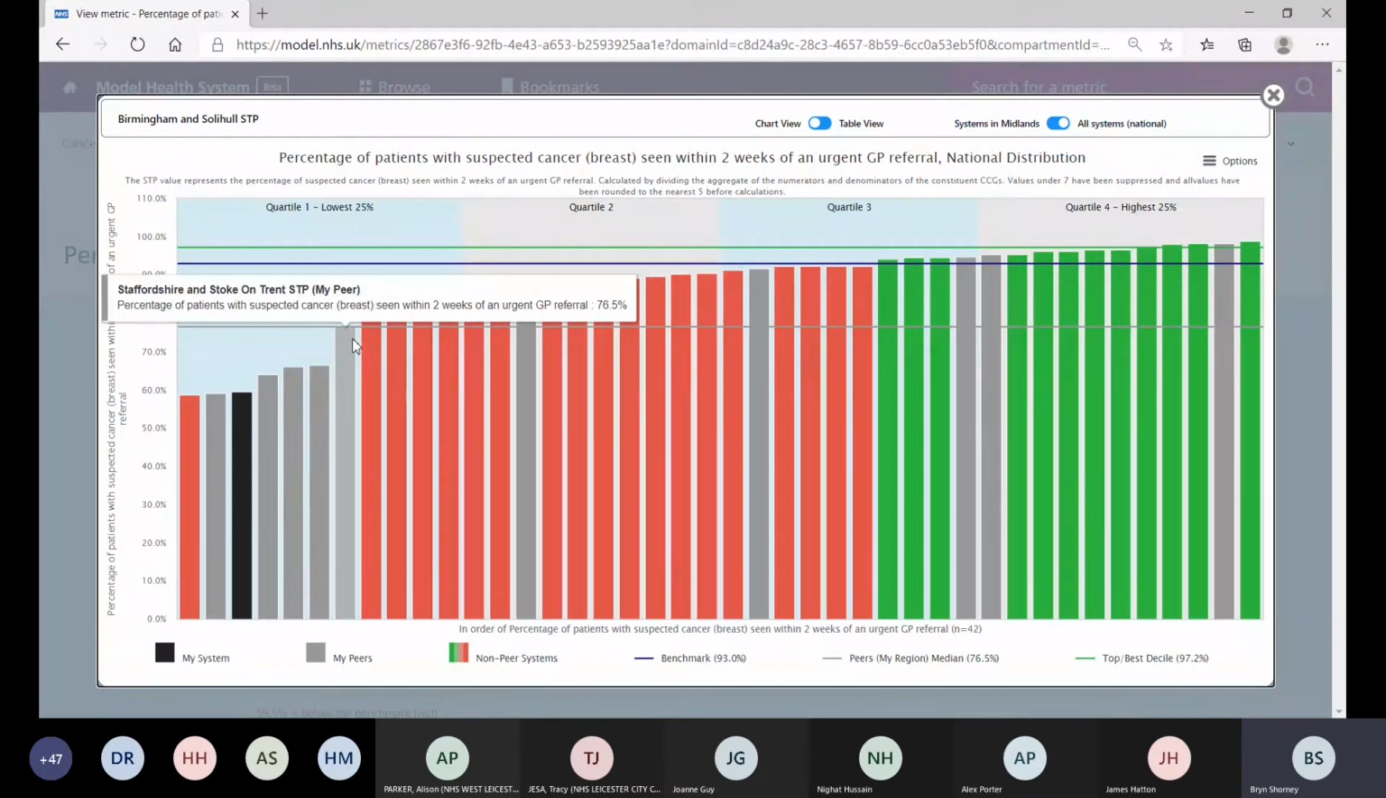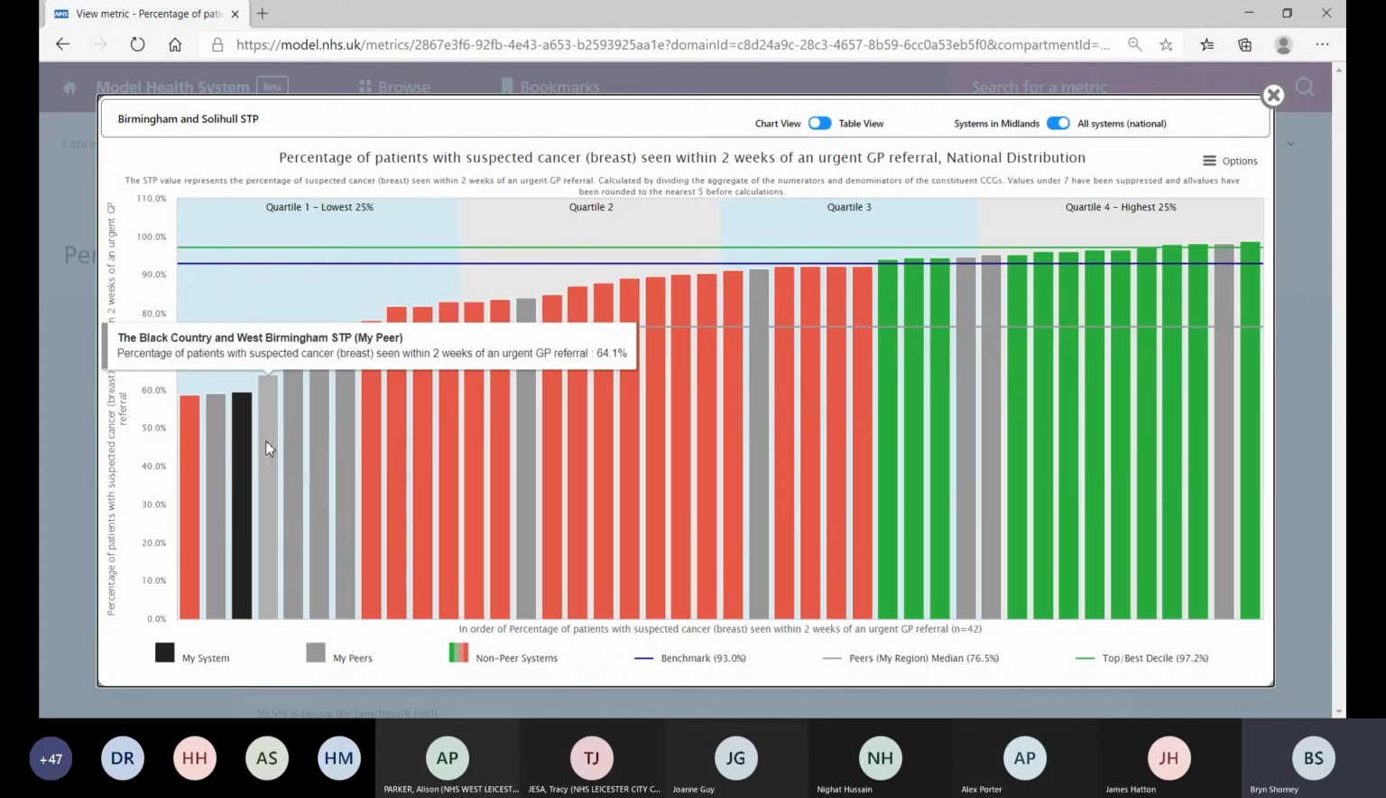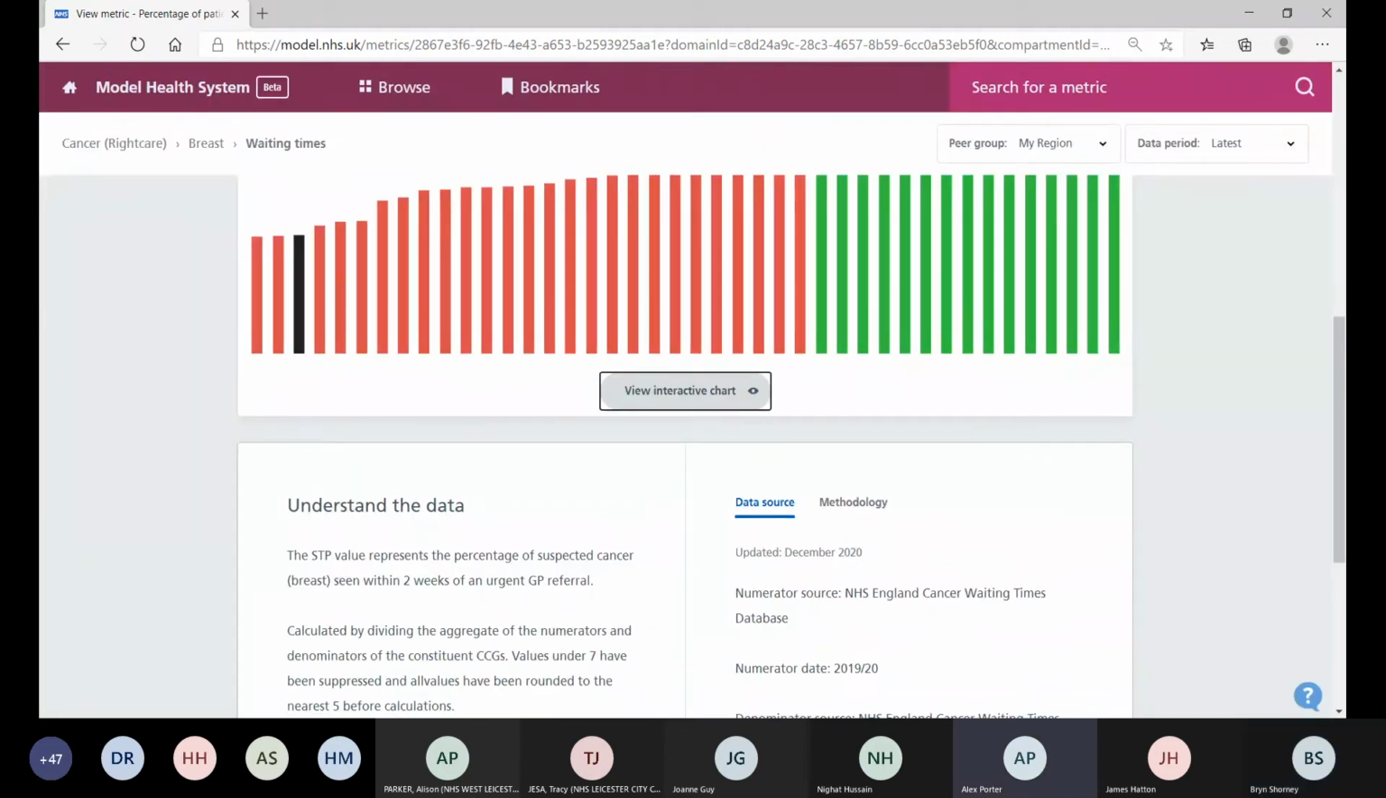Our rationale being that regardless of how deprived you are or how many breast cancer patients you have, you would still want to be seeing people within that 2-week target. So that's what's driving that benchmarking and that RAG rating. Just thought I'd make that point clear, which I should have done. Make that clear in the definition below.